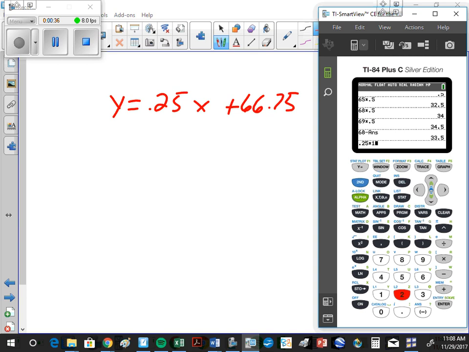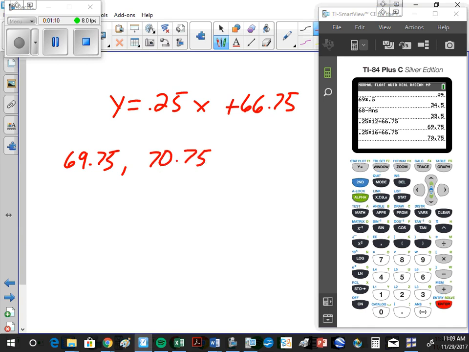0.25 times 12 plus 66.75. So apparently the average of all men who have 12 years of education is 69.75 inches. Now we do the same thing for 16. Well, we use the regression line as the prediction line. That's what it does. So now we end up with 70.75. Okay.